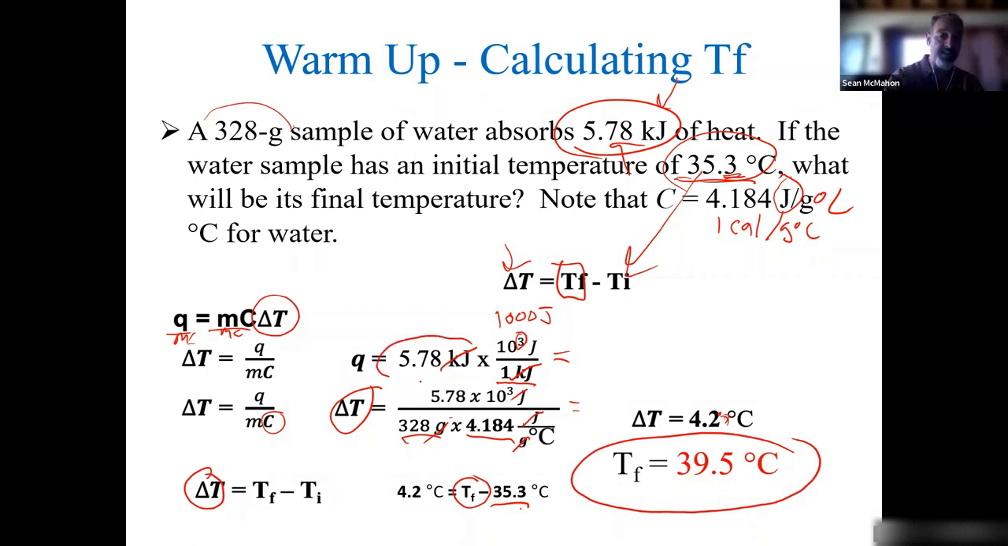So that's a lot of heat, and there's only a little bit of a change in temperature. And that's because water has such a high specific heat. So that's kind of the warm up. That's where we left off in chapter 3 with those energy calculations, focusing on the heat energy.